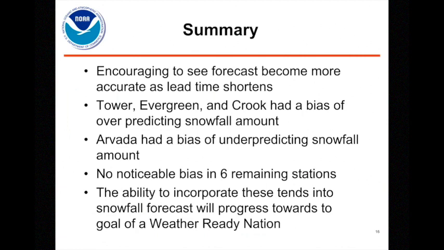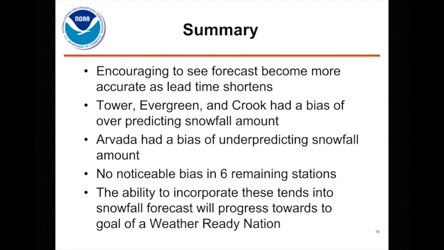So in summary, it's encouraging to see forecasts become more and more accurate as lead time shortens. Tower, Evergreen, and Crook all show a bias of over prediction for snowfall amounts, and Arvada shows under prediction of snowfall amounts, and there's no clear noticeable bias for the 6 remaining stations, as they all varied.